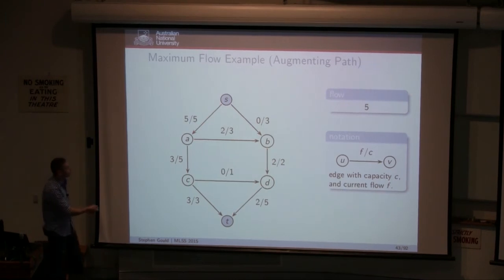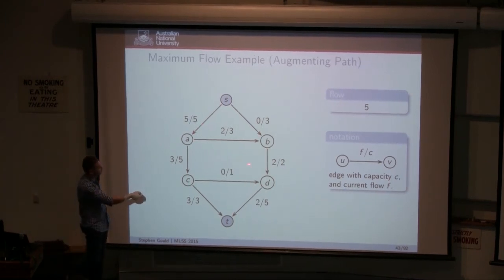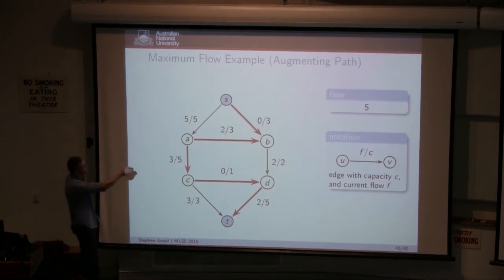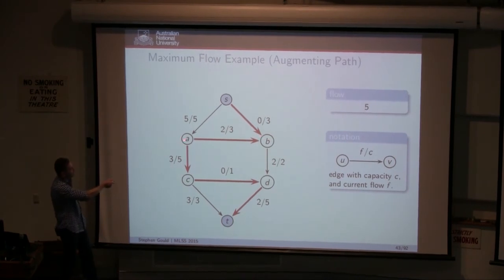So I send 2 through that path. I've now saturated this edge, and the amount of flow that I've sent currently from S to T is 5. Okay, let's look for another augmenting path. Here's one. This is an interesting one. It goes from S to B, and then B back to A, right?